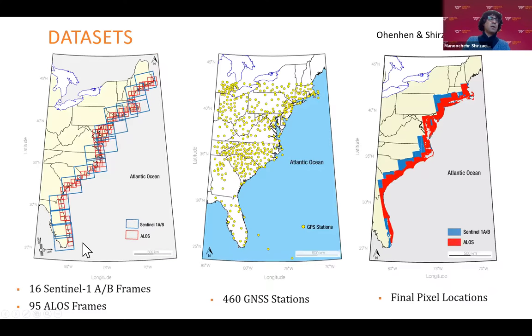So we combined all the available data. We have Sentinel and ALOS along the coast of the United States. It's hundreds of terabytes of data. And also we have lots of GNSS stations. In the right panel, you see the spatial distribution of the different data sets. Blue is the Sentinel and red is the ALOS pixels. The processing and analysis is done for the area where these two data sets overlap.